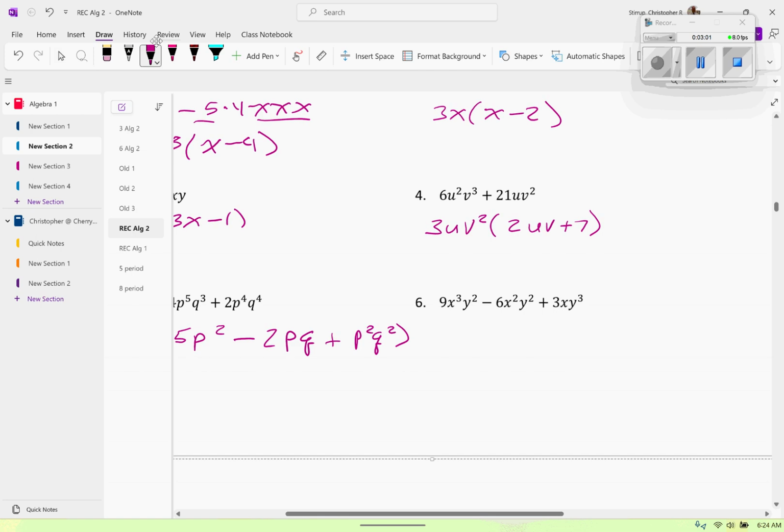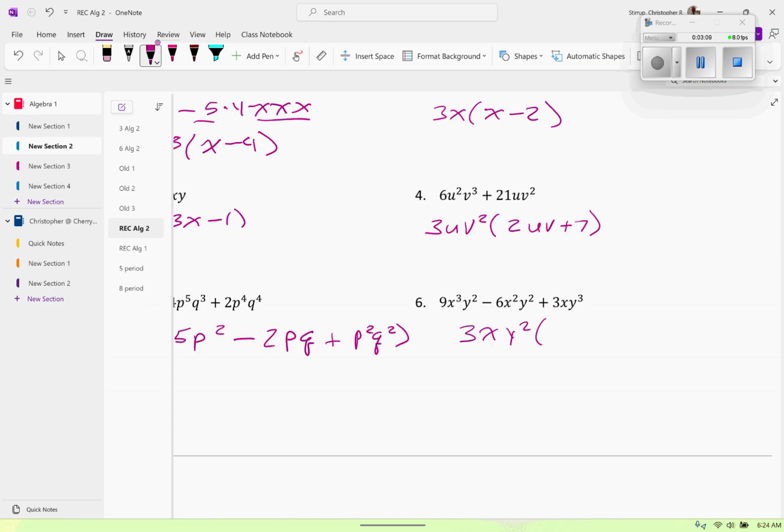On this one, I can factor out a 3. I have x to the 3rd, x to the 2nd, x, so I can factor an x out. I have y to the 2nd, y to the 2nd, y to the 3rd, so I can factor a y to the 2nd out of both. That leaves me 3x squared, and then that also leaves me minus 2x, and then that will give me a y to the 1st, excuse me.